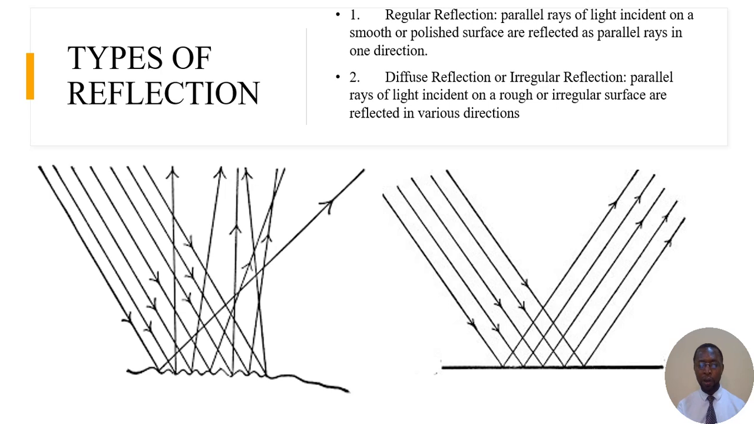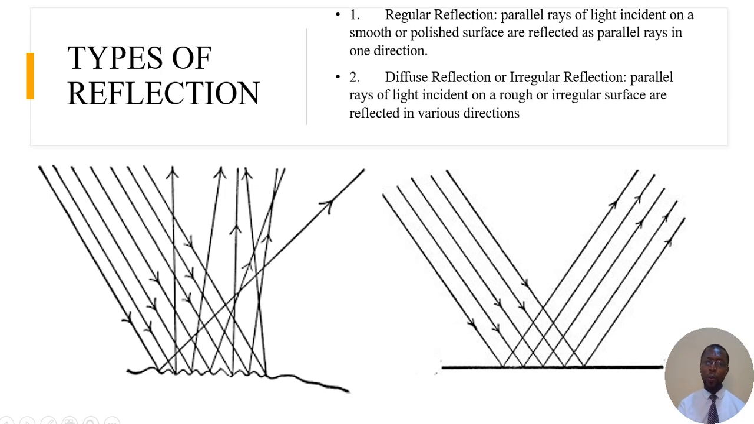Now there are types of reflection. There are just two of them: the regular reflection and the diverse reflection, or sometimes called irregular reflection. The regular reflection of a light ray occurs when the light ray falls on a smooth surface. You can see the beam of light all going to the smooth surface here. Falling on this smooth surface, it reflects as parallel rays in one direction. So the reflection of this light ray is in one direction, and that's why we call it regular reflection, when the light ray falling on a smooth object reflects in one direction.